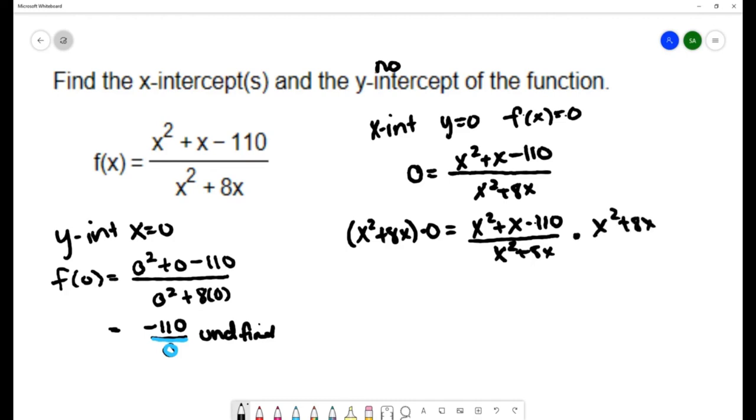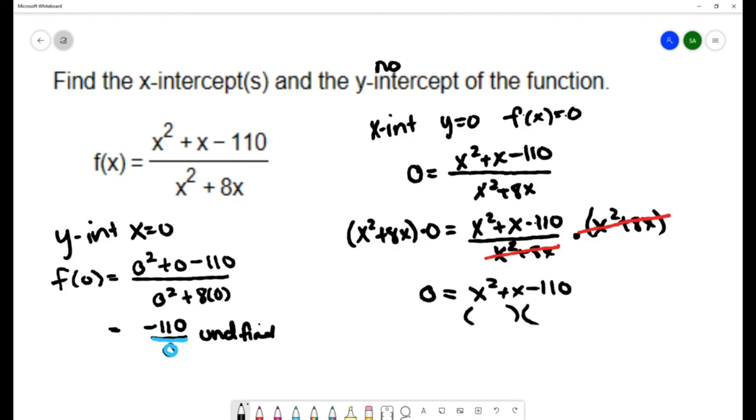Now what this does for us is it clears the denominator, or cancels the denominator. Because we're multiplying and dividing by the same thing, that's a form of 1, so we can cancel that out. And then on the left-hand side, remember we have a 0, and 0 times anything is 0. So we end up with 0 equals x squared plus x minus 110. So then we're going to solve this quadratic, and I believe this one can be factored.